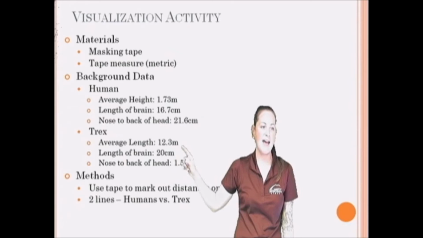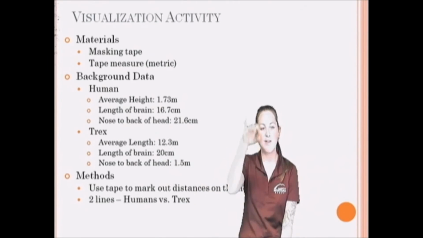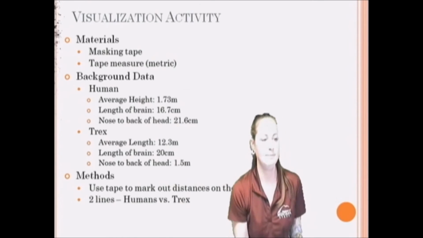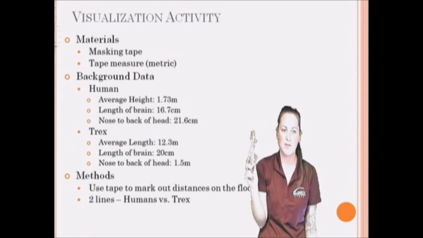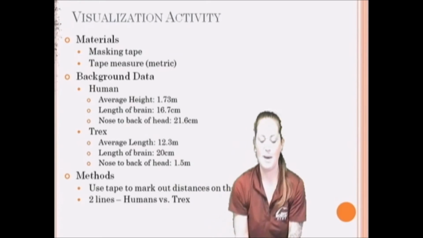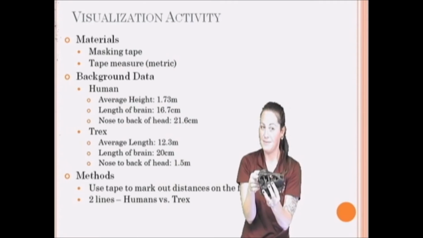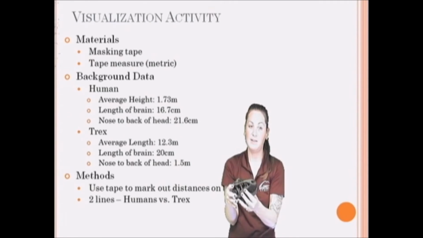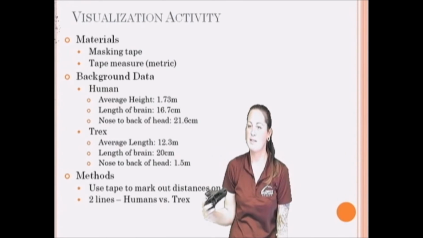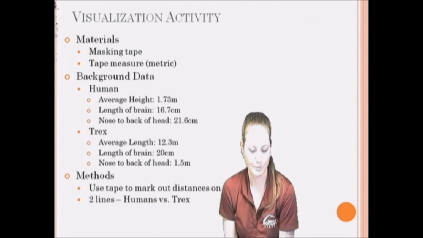Now, when we look at T-Rex, it's a little different. We actually have to do average length of T-Rex and not average height. The length of the whole brain is about 20 centimeters long. And from the tip of the nose to the back of the skull is about 1.5 meters, so about 5 feet long. If this guy were to eat me, just my ankles and my feet would stick out of his mouth. That's a really big animal.